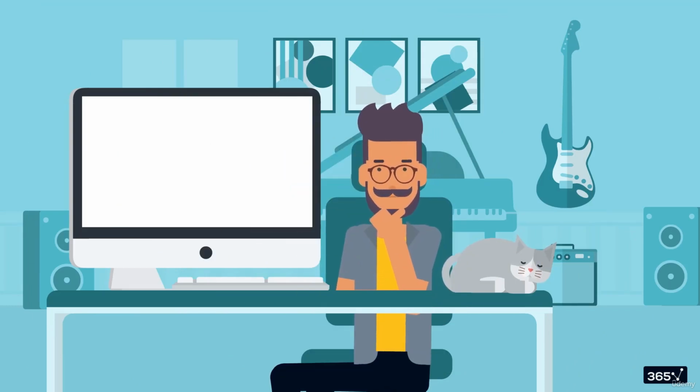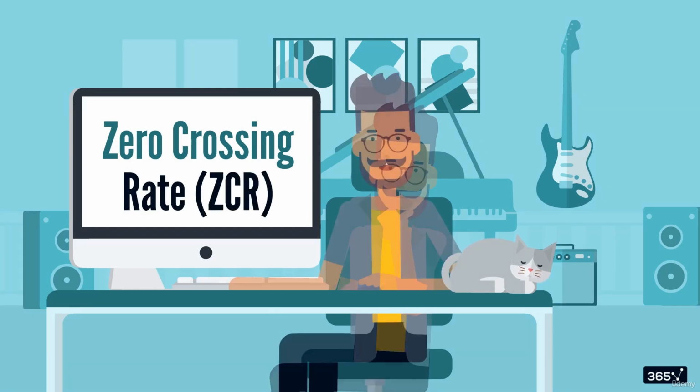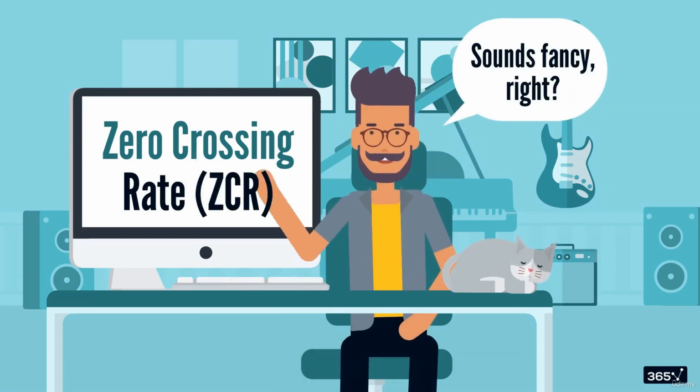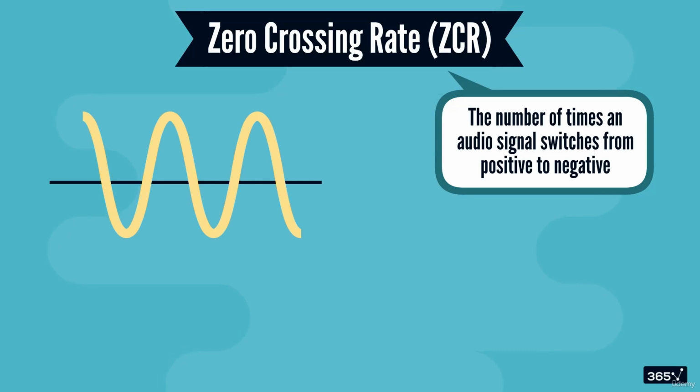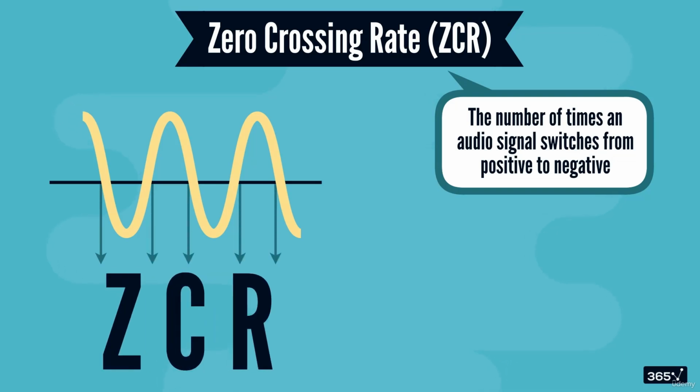Let's look at some of the most famous time domain audio features, starting with zero crossing rate, or ZCR. Sounds fancy, right? But this feature simply counts the number of times an audio signal switches from positive to negative. Imagine a sound wave moving up and down. Each time it crosses the middle or zero line, it changes from positive to negative or vice versa. The zero crossing rate calculates how frequently this occurs for the entire audio or specific segments. The term rate denotes the frequency of zero crossings within a specified time, measuring how often the signal changes direction.